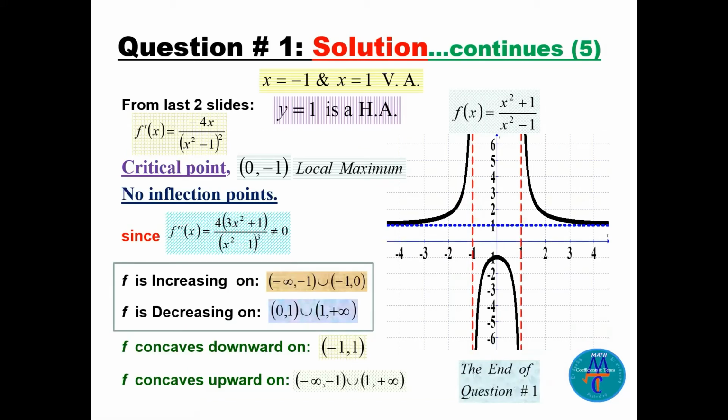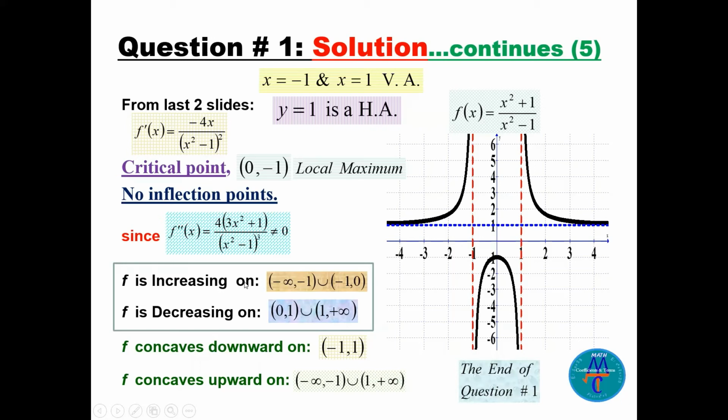Now let's put everything together for question number 1 on the graph. We have 2 vertical asymptotes, the red ones, you see. Horizontal asymptote y equals 1, the blue one. This is the function given, the black. We have to put the graph here. F prime is there. F double prime is there. Critical point 0, at which there is a local max. See, this is a local max. And this is the end of question number 1 after so many slides.